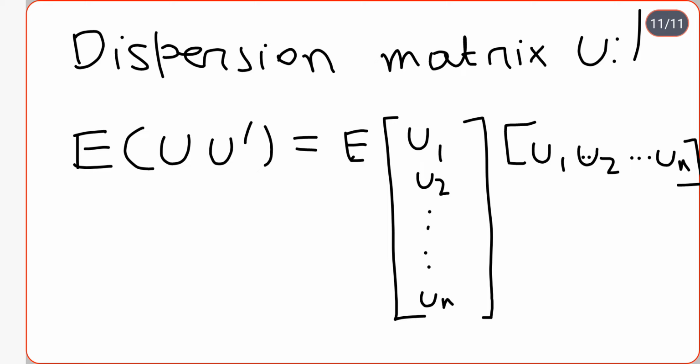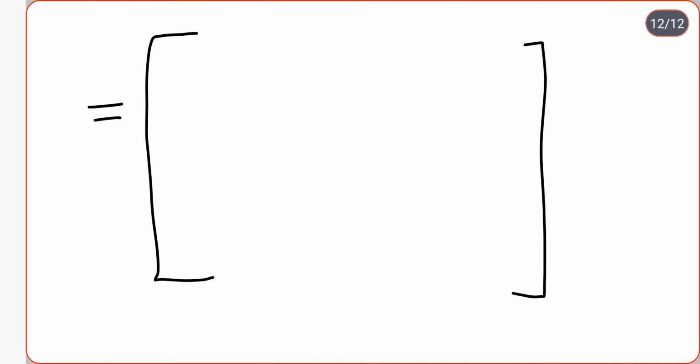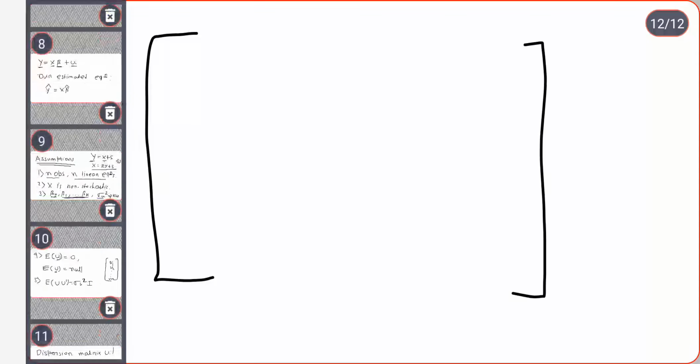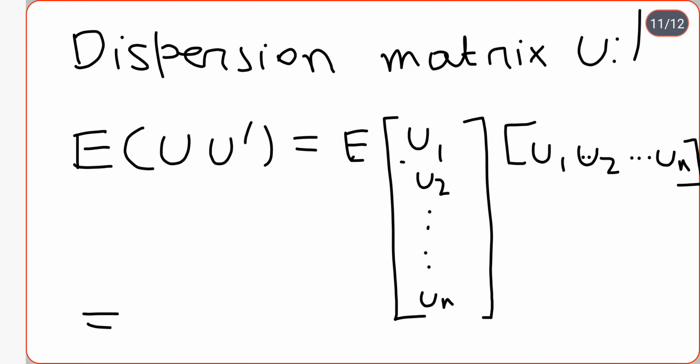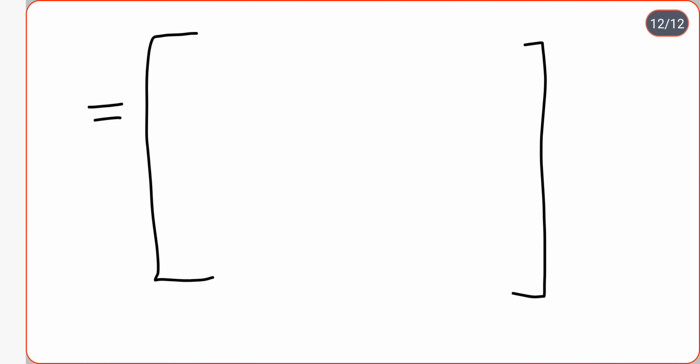Now if we multiply both, what will we get? We are going to get a matrix. Let me write that matrix here. It will be a very big matrix. So at first what will happen? At first this u1 will be multiplied with u1. So we will get u1 square. And obviously all of these things are within expectation.